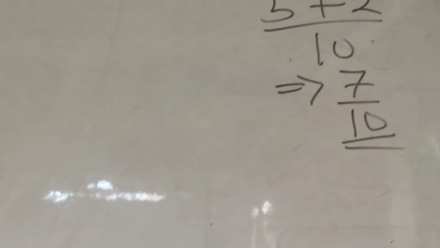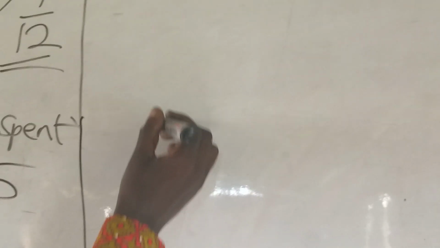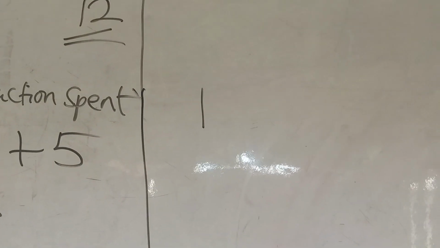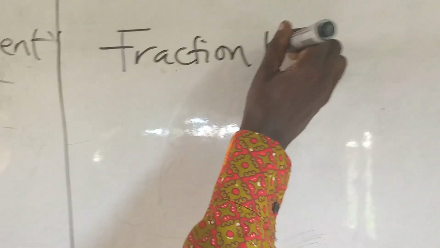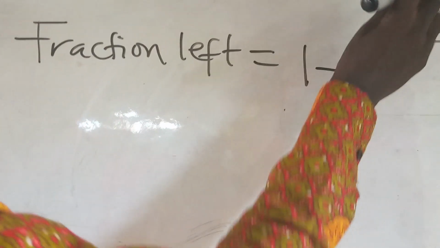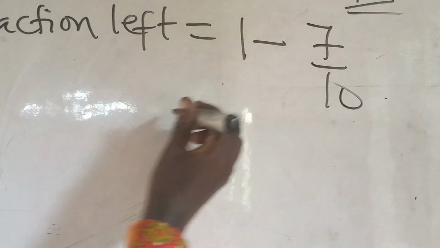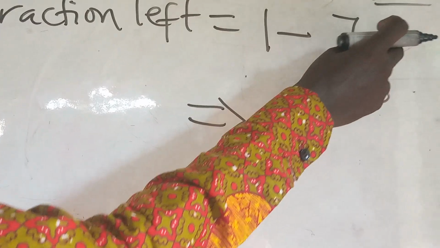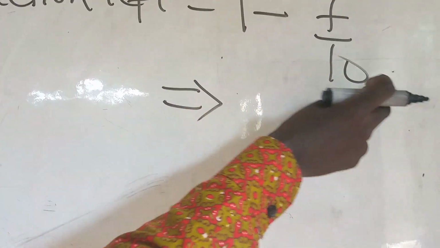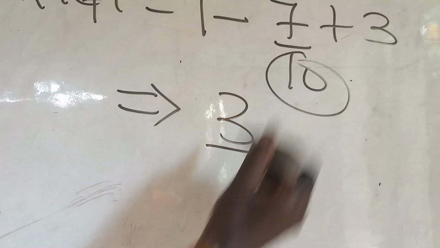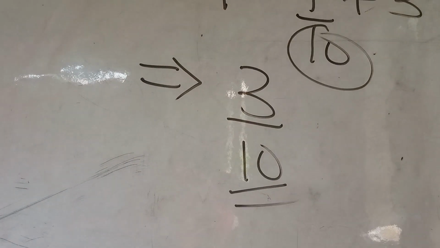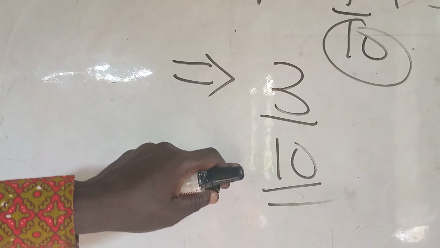We now want to find her total salary. And to get your total salary, you must find your fraction left, because always fraction left is equal to money left. So fraction left is equal to 1 minus this fraction spent. You ask yourself, what number should be added to this 7 for us to get 10? It's 3, because 7 plus 3 is 10 over this denominator, which is 10. You see, I've made it simple how to find your fraction left.